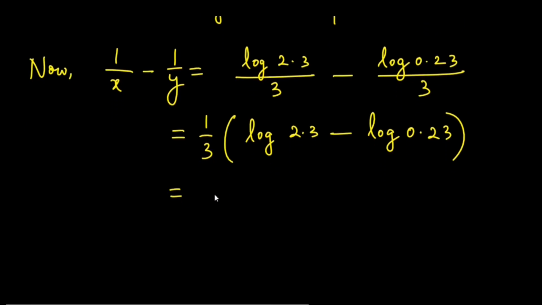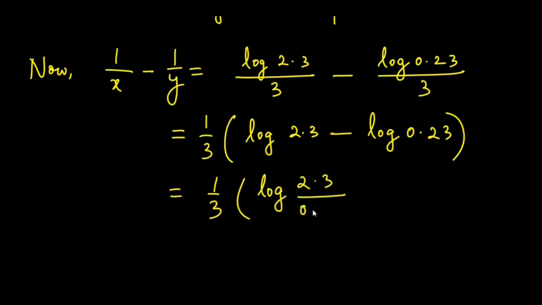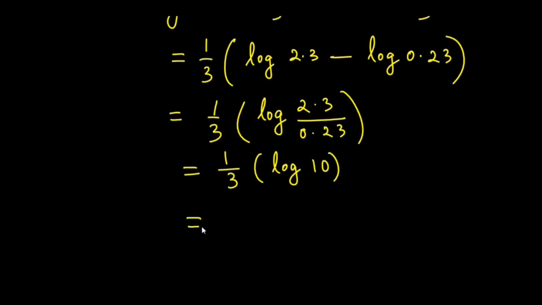Now by applying quotient rule, we get 1 by 3 into log (2.3 by 0.23). This is equal to 1 by 3 into log 10. Here log 10 is 1. So 1 by 3 into 1. This becomes 1 by 3.